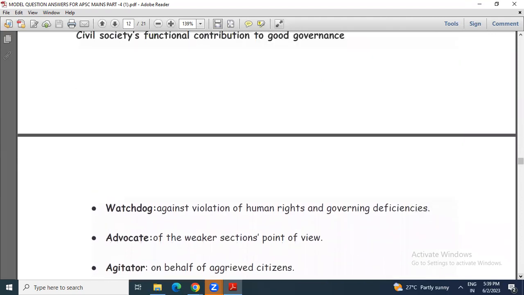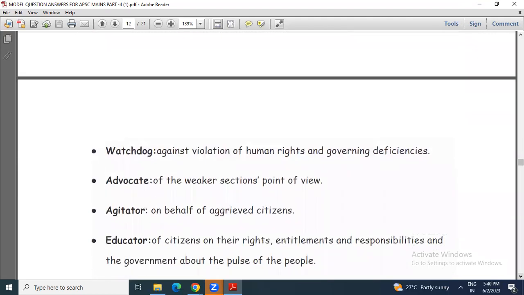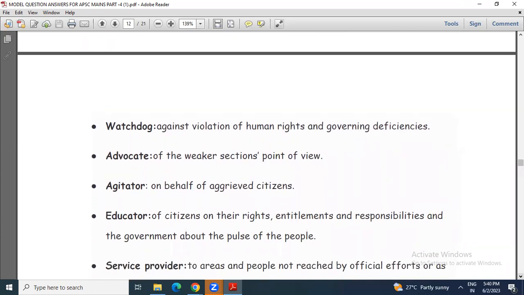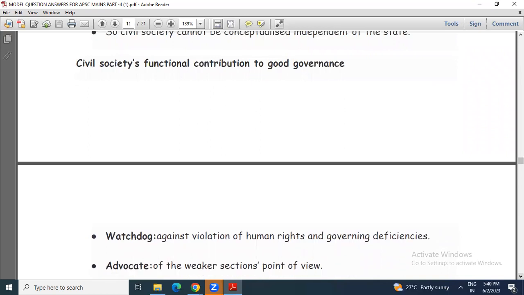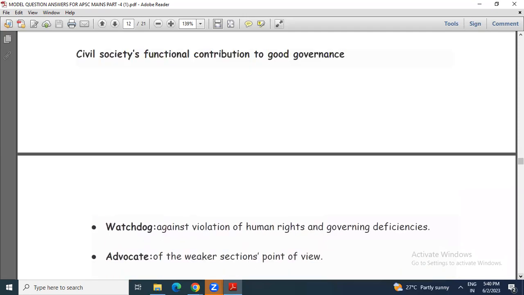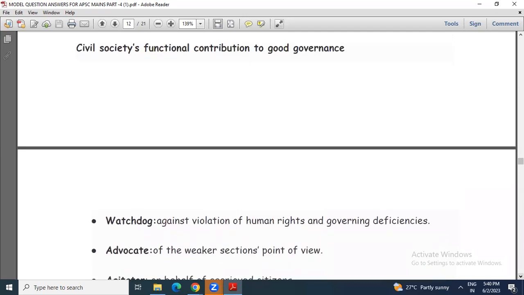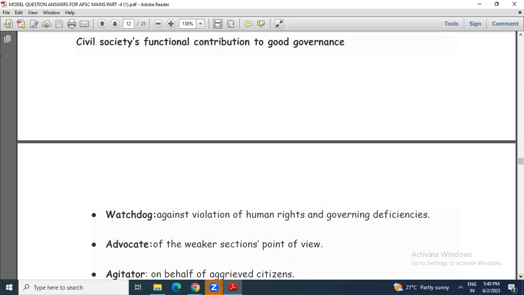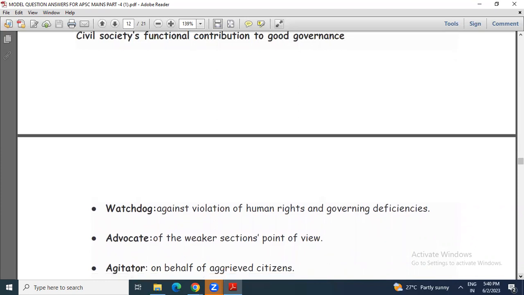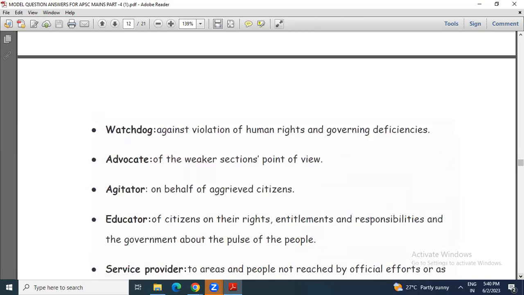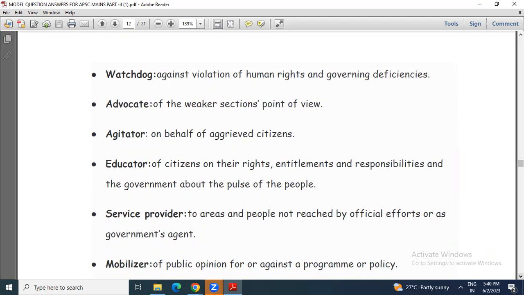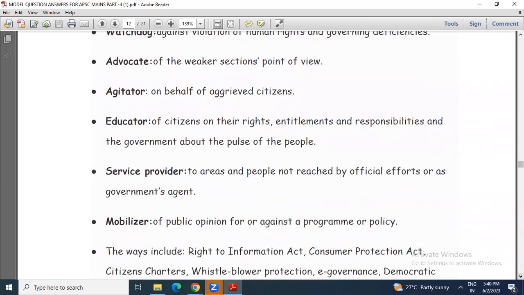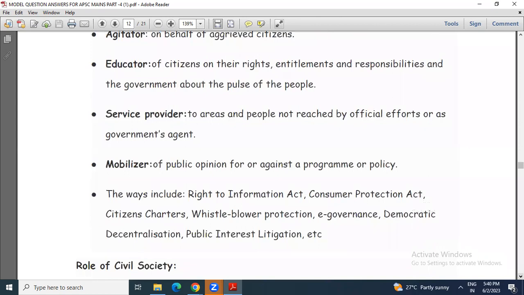Civil society's contribution to good governance. We all know what good governance is and what its criteria are; we have discussed this in one of our previous lectures of this model answer session. Now, how does civil society contribute to good governance? First, as watchdogs against violations of human rights and governance deficiency, so that no violations of human rights can take place. Then, as advocates of the weaker sections' point of view. Then, as agitators on behalf of aggrieved citizens.